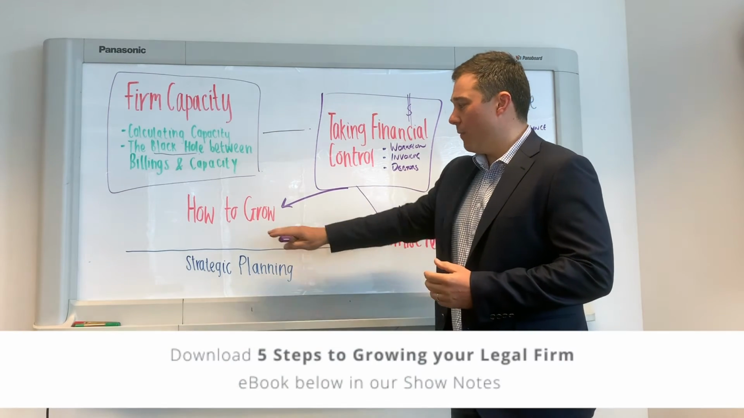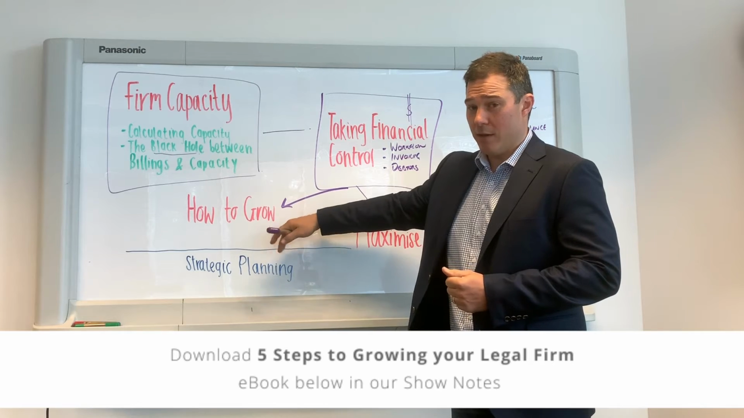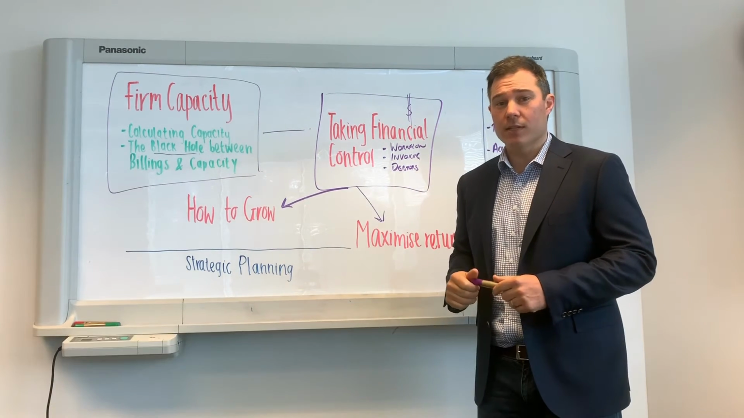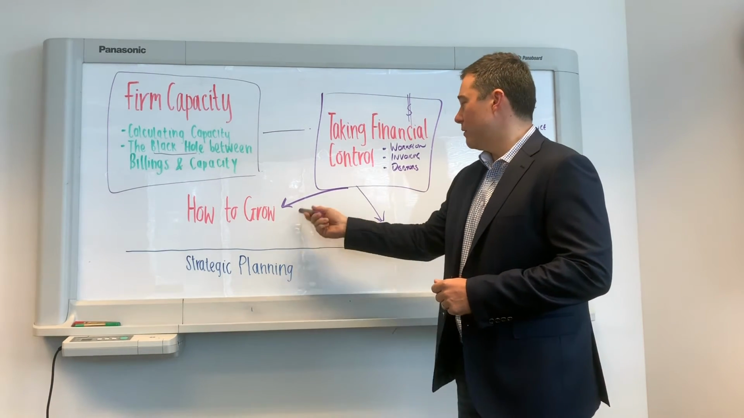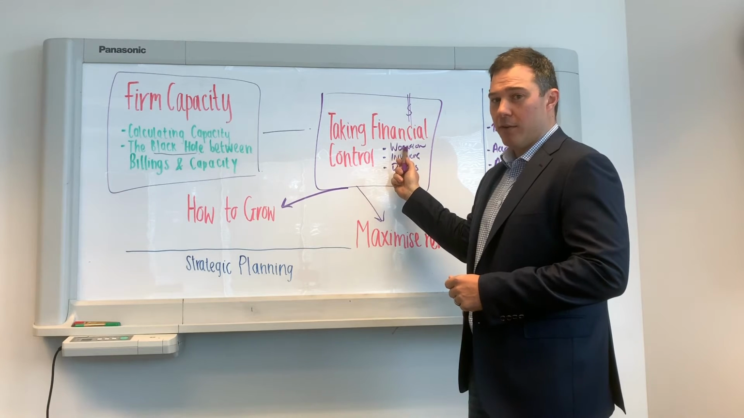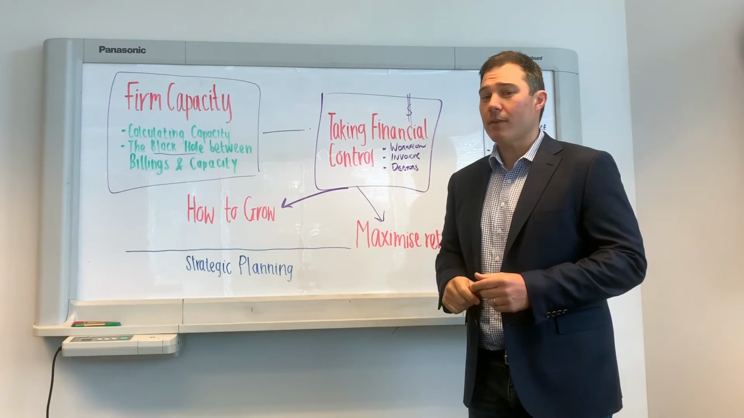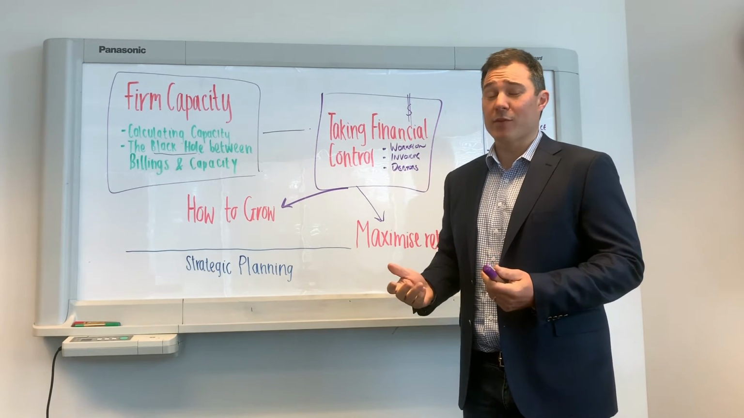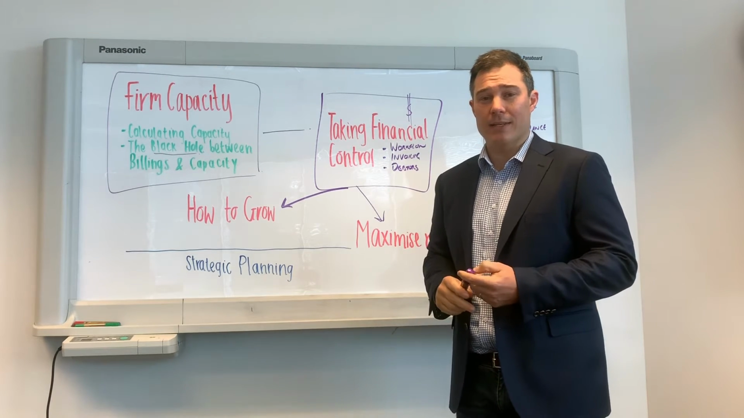Third step in how to grow. Once again, we've got an ebook on how to grow your legal firm, which will be available in the notes to this video. The third step to how to grow is systems and processes. We talk about that in quite a bit of detail, and that links back into this workflow section here. Fourth step, which might seem a bit counterintuitive when you want to grow, is our marketing and sales.